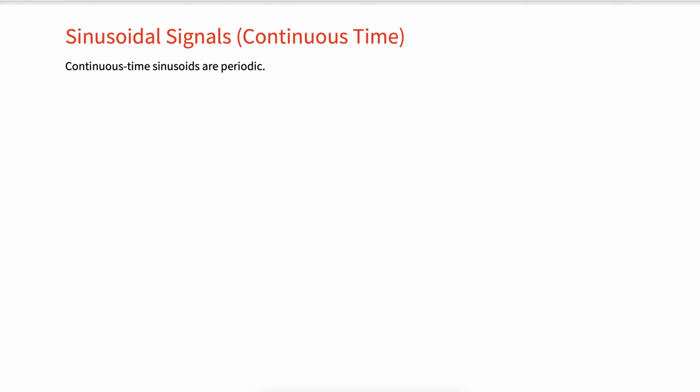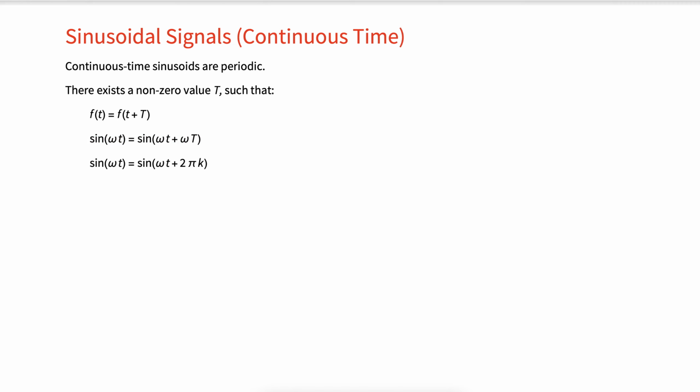The first property is periodicity in time. Continuous time sinusoids are periodic. In general, for a function to be periodic, it means that there must be a non-zero value T such that f(t) is equal to f(t + T). For sine, this equation will be as indicated here.